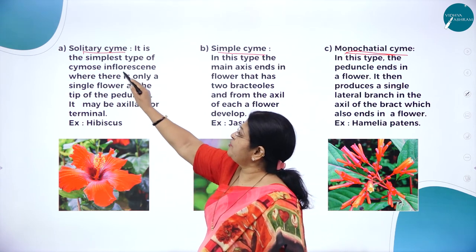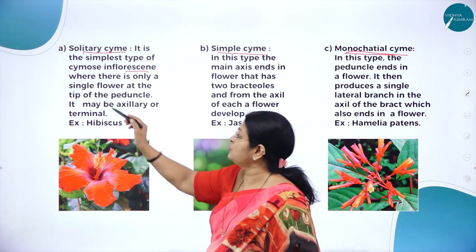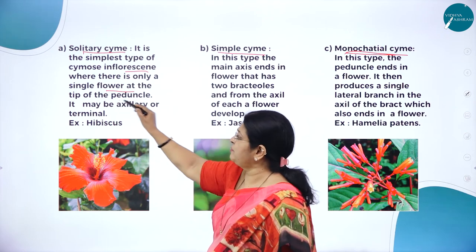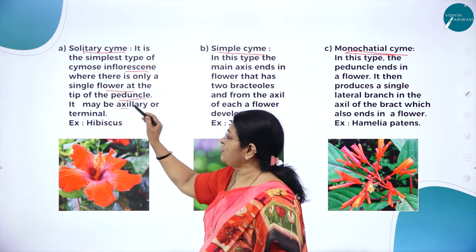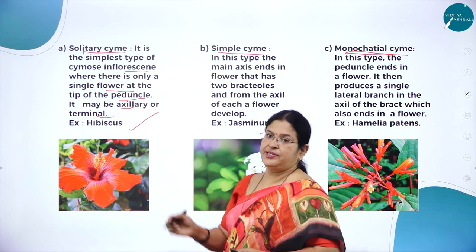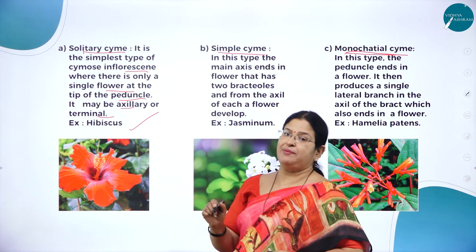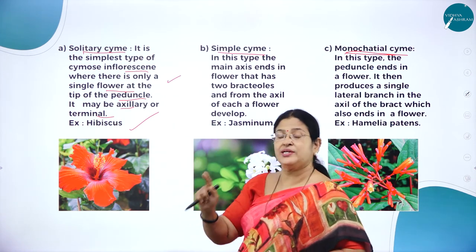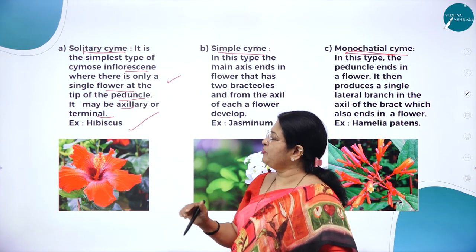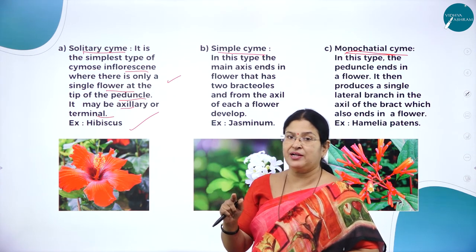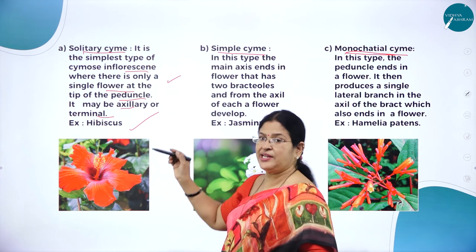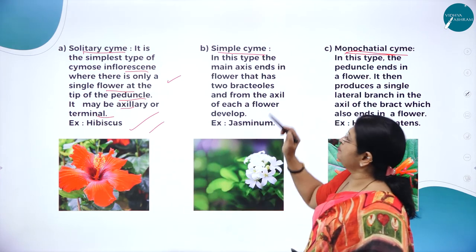So what is this? It is the simplest type of cymose inflorescence, where there is only a single flower at the tip of the peduncle. It may be axillary or terminal. What is solitary cyme? It is the simplest type of cymose inflorescence, where there is a single flower at the tip of the peduncle. As I said, the tip of the peduncle will end with a flower, hence the name definite.